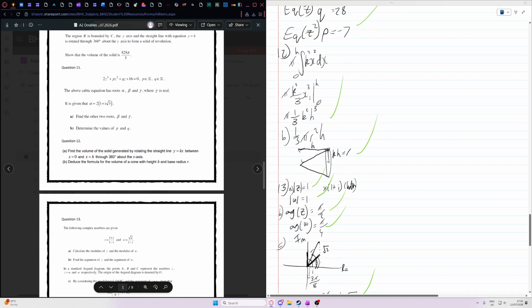Question 12. This is a bit of a weird one actually. If you think about when you're rotating a straight line, you are going to get a cone. So you do the integral and you get this.